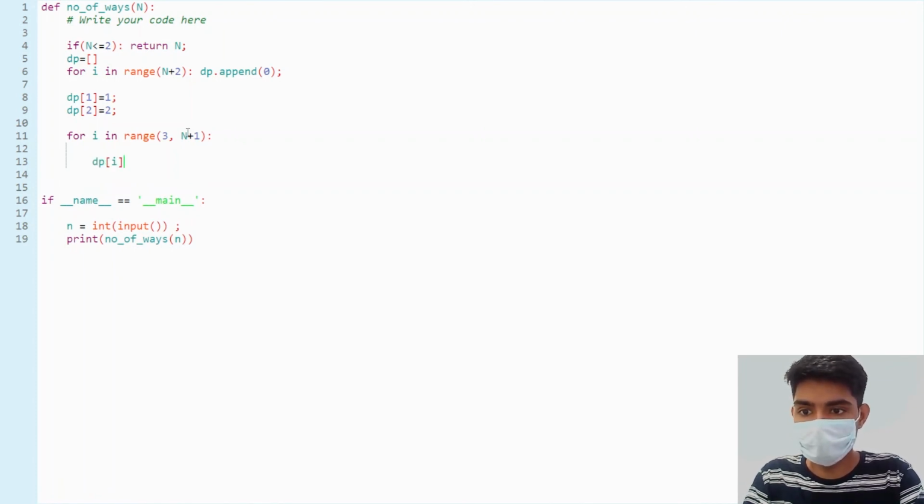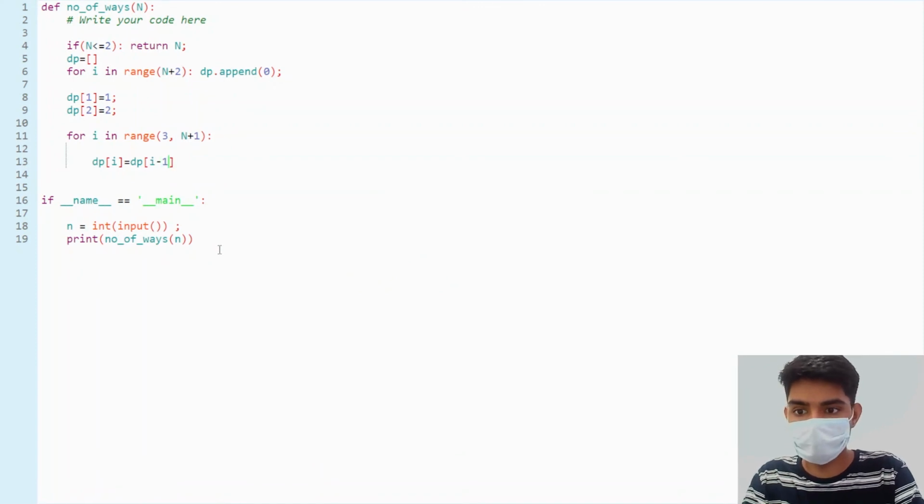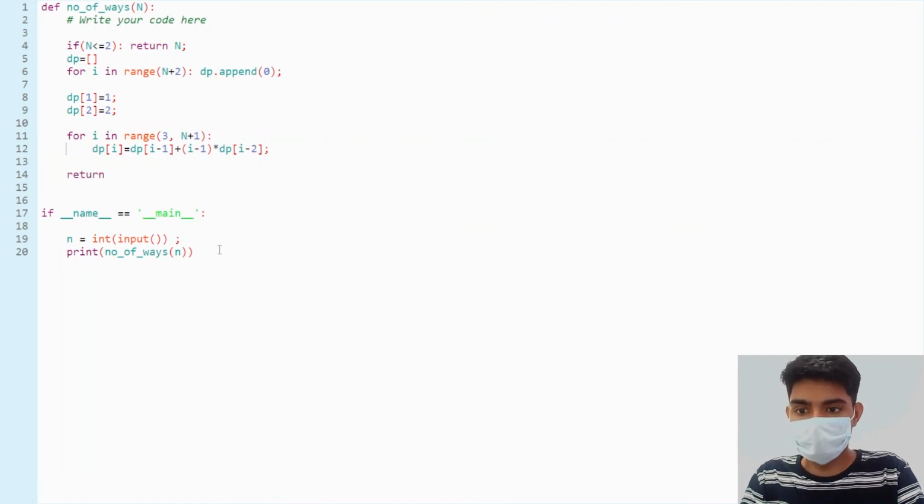So dp of i would be dp of i minus 1, see, this is n minus 1, plus i minus 1 times dp of i minus 2. This is my code, right? This is the same thing. And after this loop has run, my answer would be at the last part, so it would be at dp of n. This is capital N. Okay, this is my answer. This is my code. Let's try to run this.